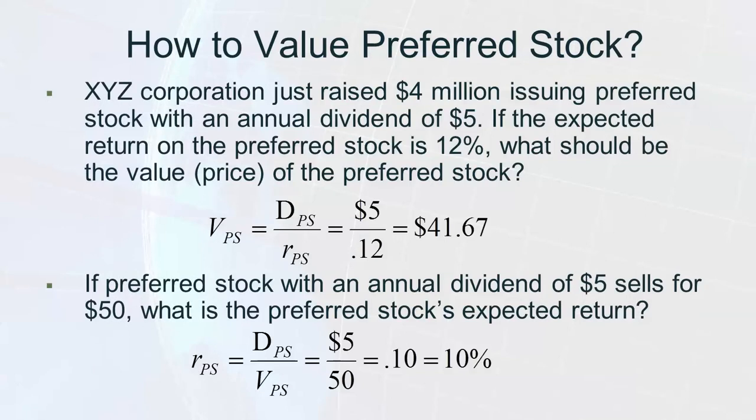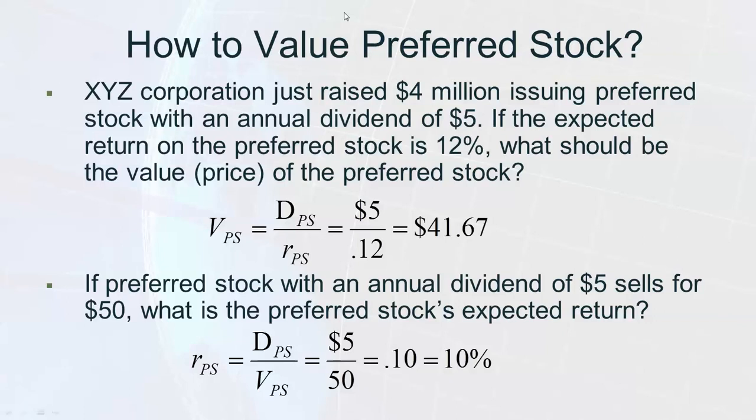Okay, so how do you find the preferred stock value? Basically we're going to use the no growth model to find the value of the preferred stock. We are using the present value of perpetuity formula to find out the value of preferred stock. So let's look at this example. This company just issued $4 million of preferred stock with an annual dividend of $5. If the discount rate is 12%, how much should be the price of this preferred stock?